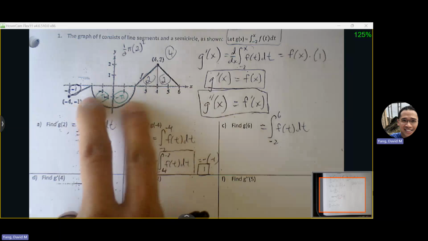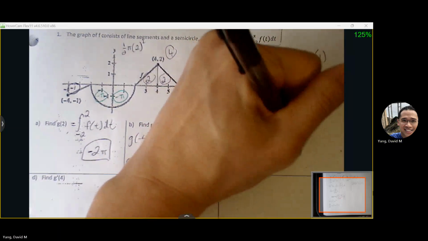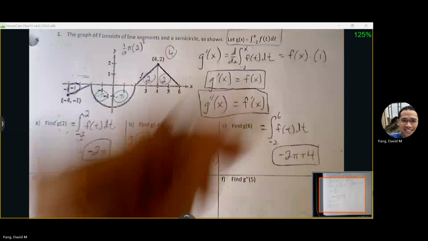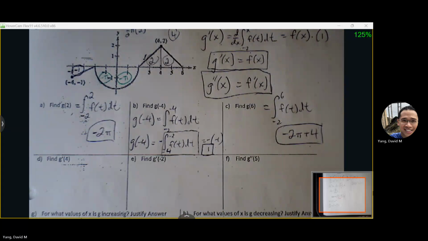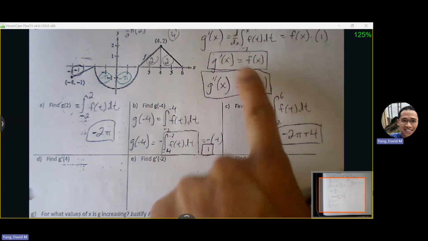Add all these up, -2 pi plus 4. Next up, find g prime of 4. Let's look at our definition for g prime of 4. G prime of x is f of x, so g prime of 4 is f of 4.